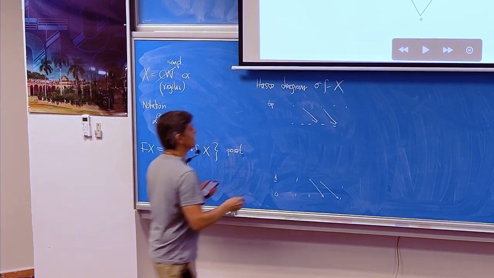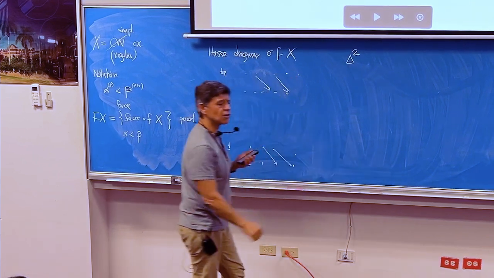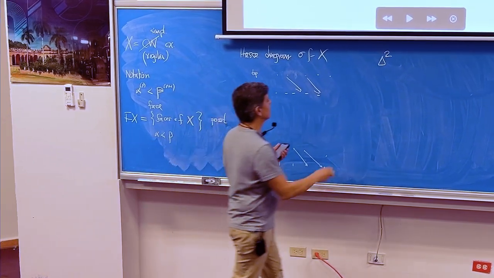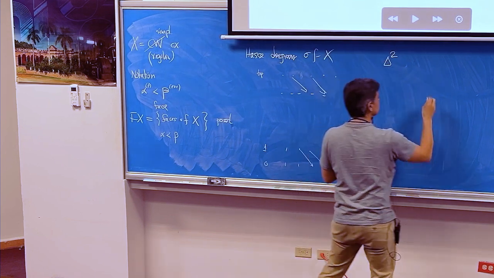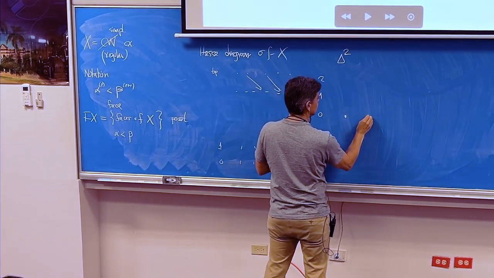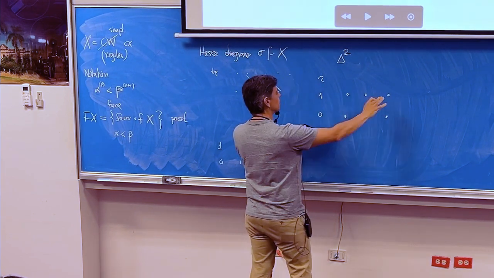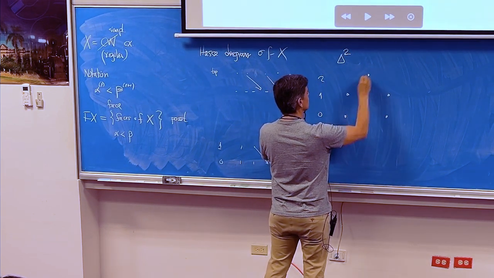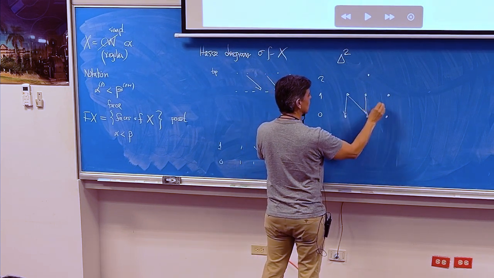For instance, what would be the Hasse diagram of the solid triangle? The solid triangle has 3 vertices, 3 edges, and something in dimension 2. So one has 3 vertices, 3 edges, and then 1 single thing. And for instance, if you think of the Hasse diagram, it would look like this.